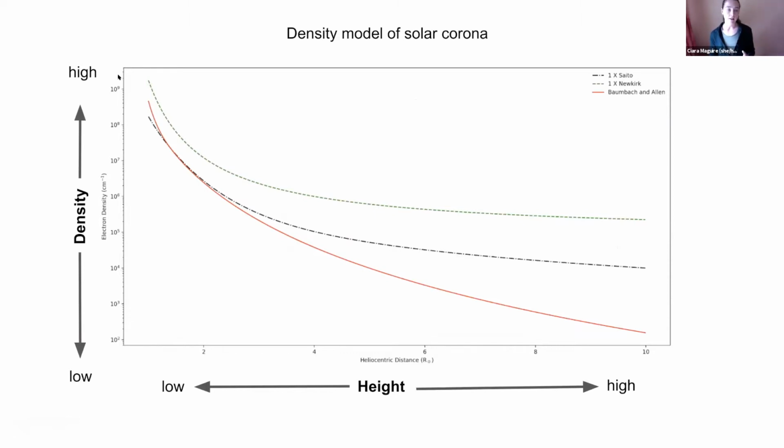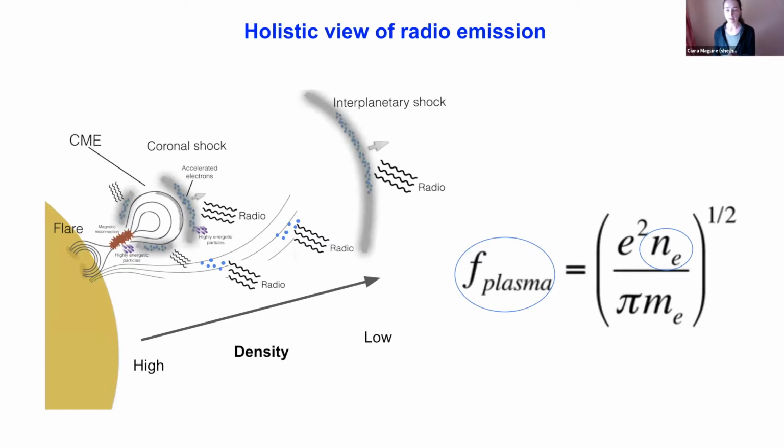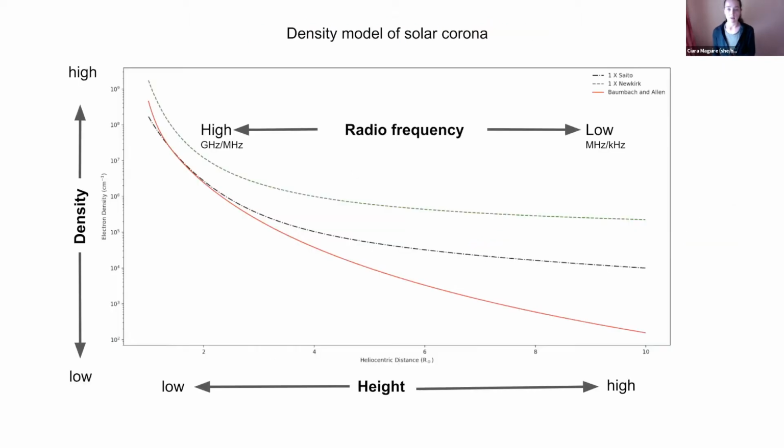And we have here in this plot of density versus height, a handful of examples of semi-empirical models. Examples that some may be familiar with, the Saito, the Newkirk model. What they aim to do is to describe the density profile as we move away from the sun, and they usually describe different environments, whether that's the active sun or coronal holes or quiet sun environments. By using one of these models, working back from the equation for plasma emission, we can work out the height at which the radio emission is coming from.